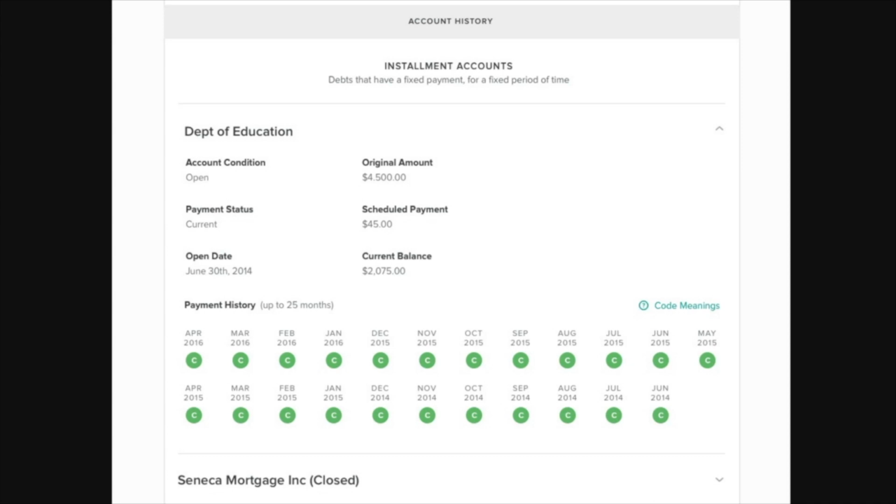And I think what this is typically doing is going back about 7 years to tell you all of the accounts that are currently open and ones that have been paid off and closed as well. So for this one, for example, Department of Education, that's most likely a student loan that this person has, and it's got a current balance of $2,075. Original amount was $4,500, and their payment is $45. And all of these green circles with a C in it are telling you that they have been current on all of those payments. So they really have no history of being late on this particular loan.